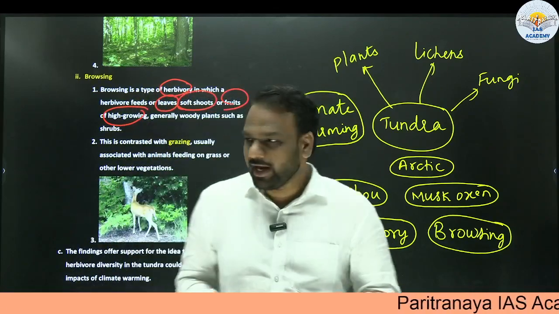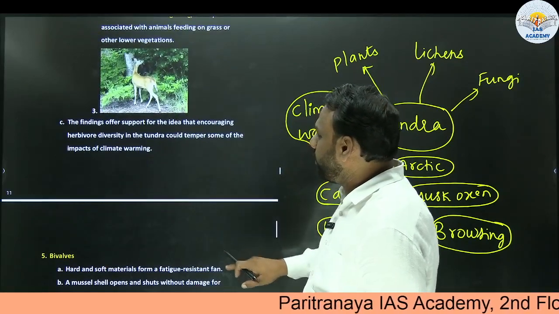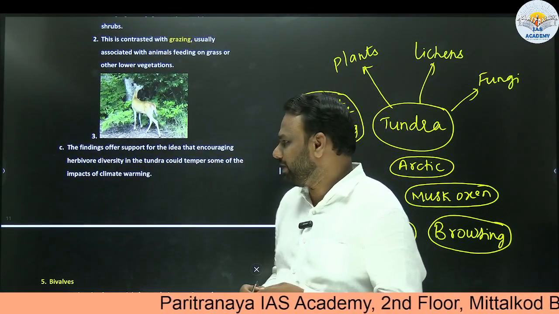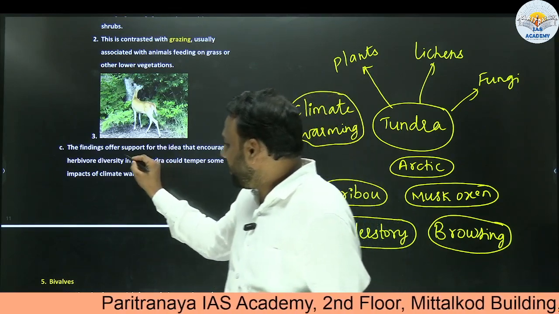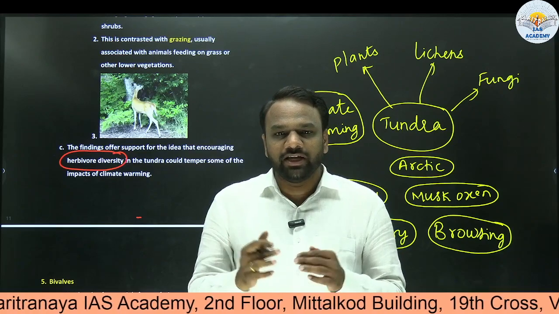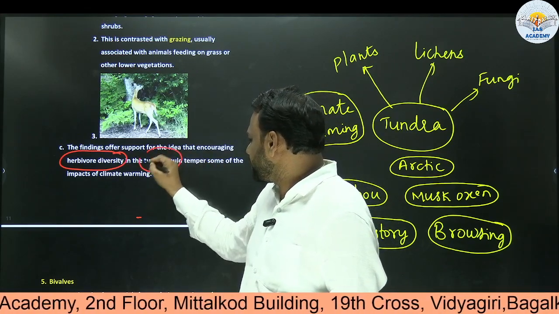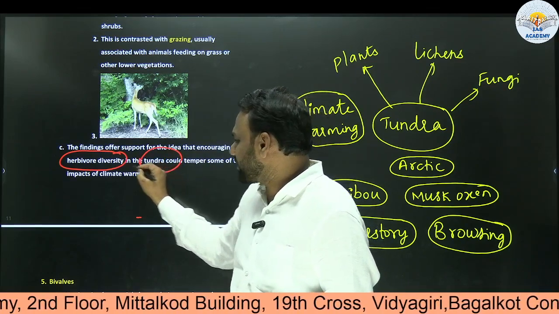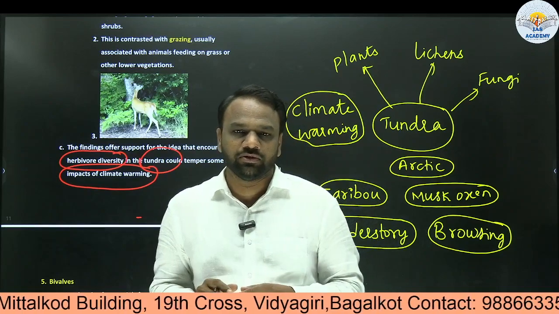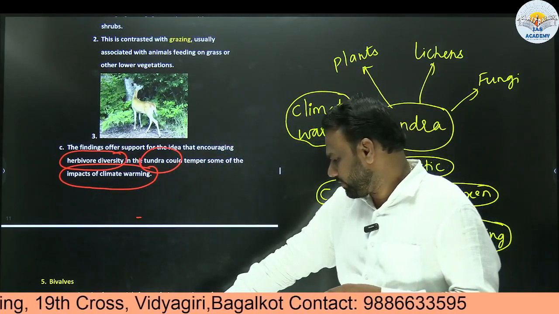In this article, it has been highlighted that in order to address the negative impact of climate change, we have to encourage herbivore diversity. If we promote more and more herbivore diversity in the Arctic region, then whatever the impacts of climate change are there on the tundra region, right, they can be reduced by a significant amount. So this is the conclusion of this particular article. Okay, article.